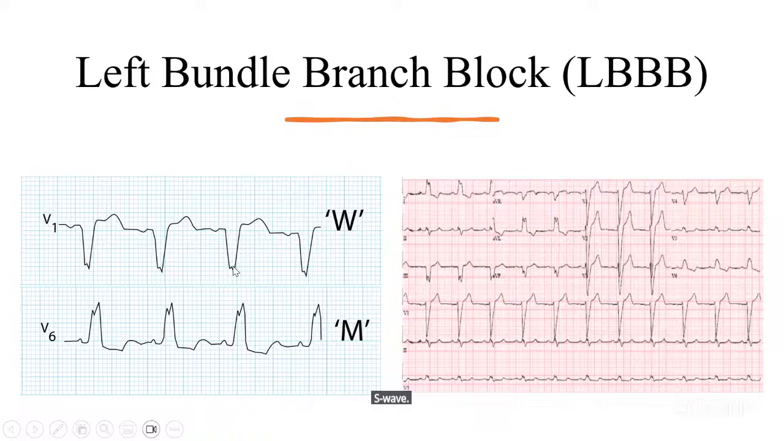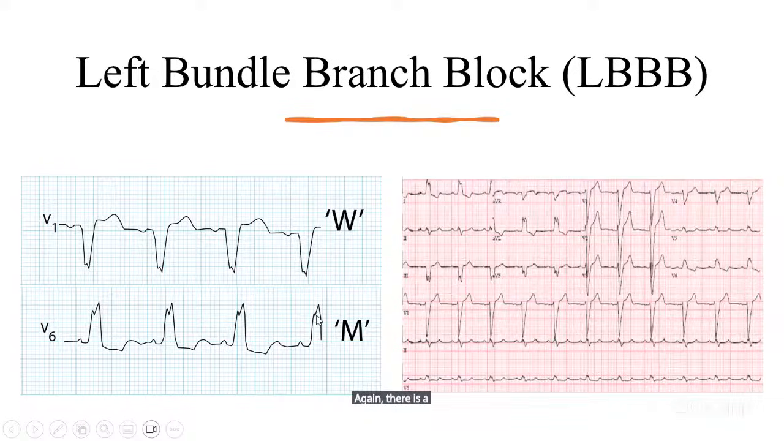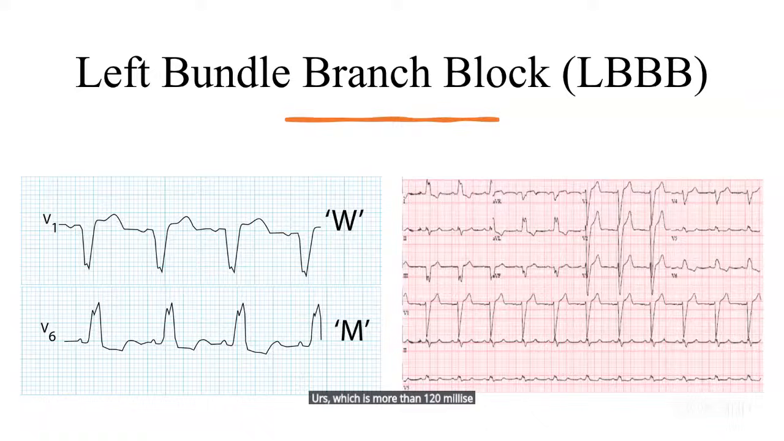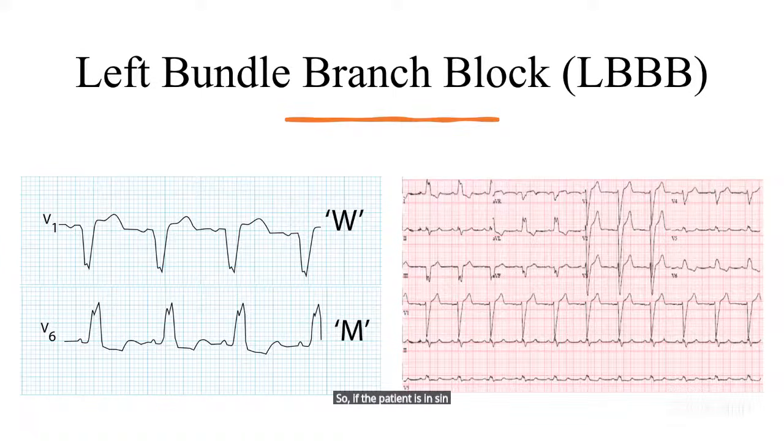in lead V1. And similarly, if you look at lead V6, you can notice an M pattern in lead V6. Again, there is a notch in the upstroke. And these patients have a relatively wide QRS which is more than 120 milliseconds in duration. That means three small boxes on the ECG. So if the patient is in sinus rhythm, has left bundle branch block on the ECG, that patient is a candidate for CRT, provided his EF is less than 35%.